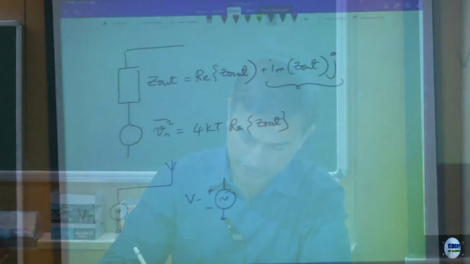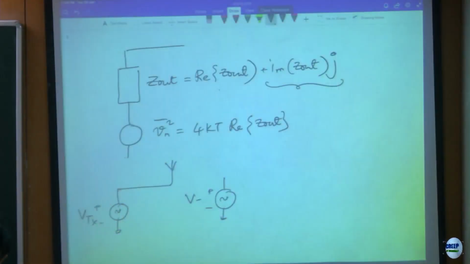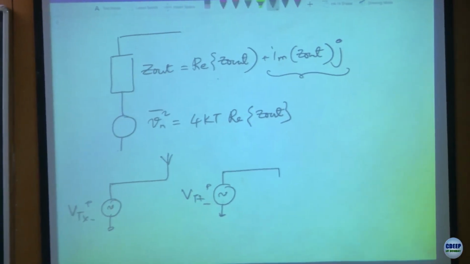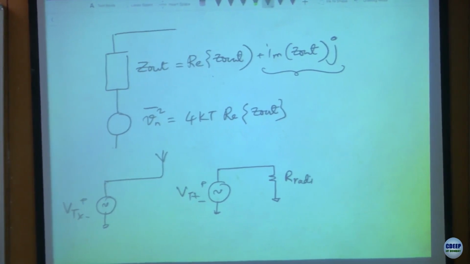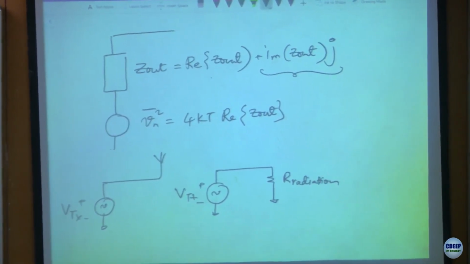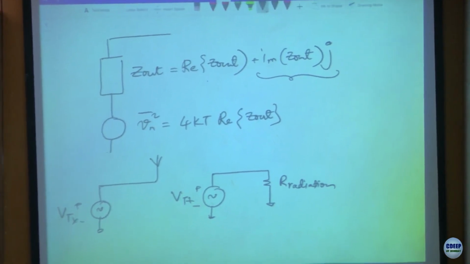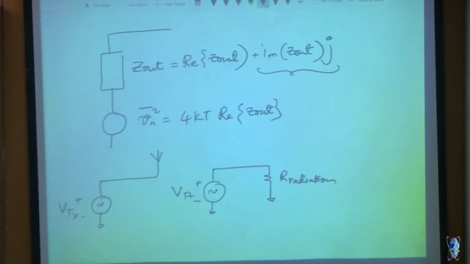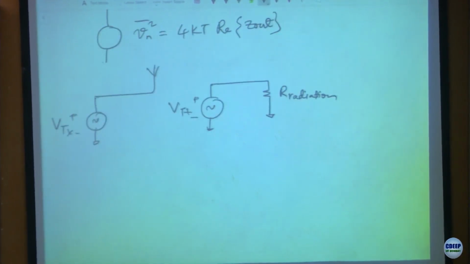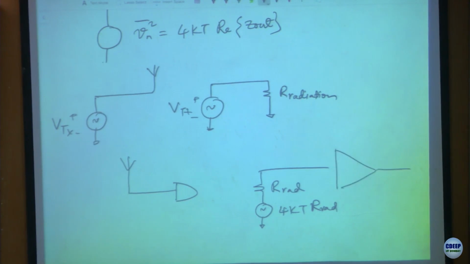So when you do the design, you would say, I have VTX and I'm just applying it to a resistance, R radiation. This radiation resistance can be the impedance of the antenna, maybe 50 ohm, maybe 75 ohm, depending upon the design. Similarly, when we look at an antenna connected to a low noise amplifier, there also we have the radiation resistance of the antenna, and this is the 4 kT R radiation, and that goes into our LNA. Does it make sense?